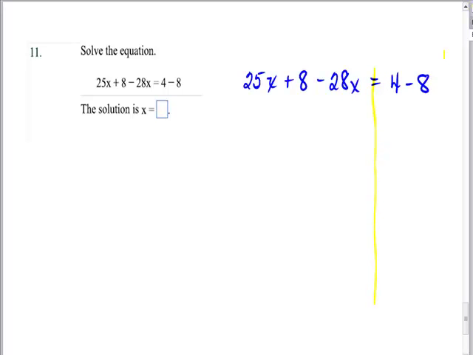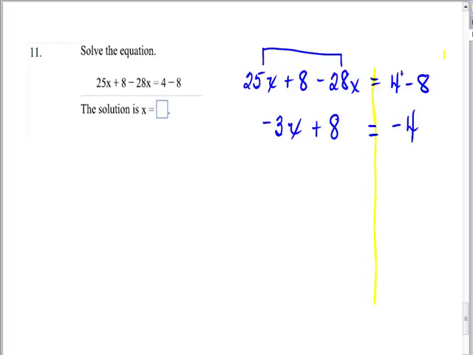All right, simplifying. Can you simplify on the left? Yes. I don't have distributive property, but I do have like terms. They're a little bit separated, but it's 25x and negative 28x, which gives me negative 3x. I still have a plus 8 is equal to. All right, I've simplified there. Now, I have a positive 4 and a negative 8. Using the addition rules, that gives me negative 4.